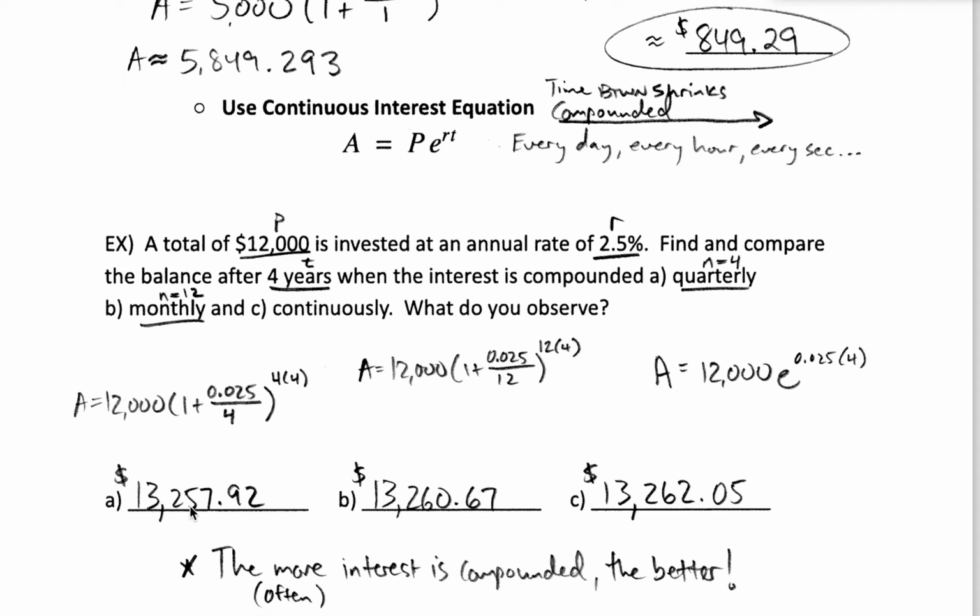We get about $13,258. If we calculate our interest monthly, instead our n value is going to be 12, otherwise everything else is the same. Calculating that, we get about $13,261. And then lastly, if we use this equation instead, plug that into our calculator, we get about $13,262. So we notice that compounding continuously, if all other variables are the same, gives us a better result.